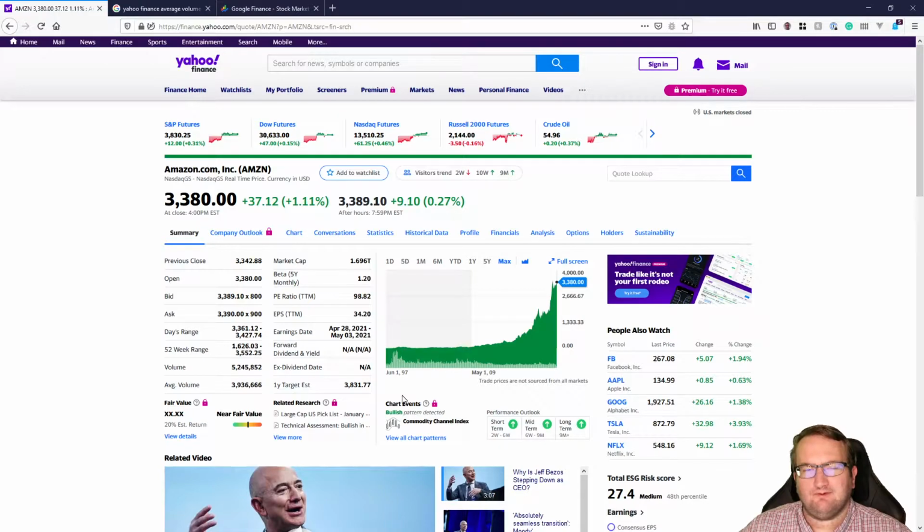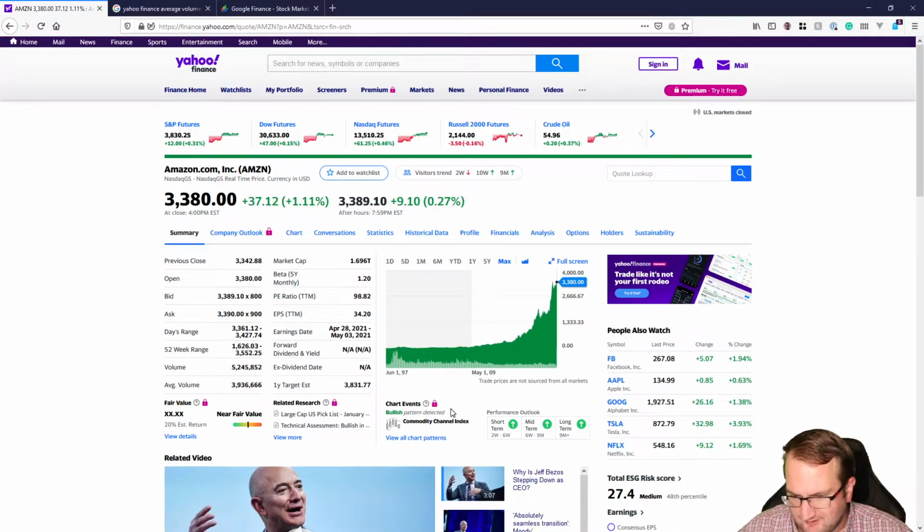So a bull, the easiest way to think about this is a bull has horns, and a bull uses its horns to poke up. So bull means that it's a bullish market, meaning that the sentiment is that the stock price is going to go up. A bear, on the other hand, uses its paws, and it pushes down. It lifts up and pushes down. So a bear market means that the sentiment is that the price is going to go down.